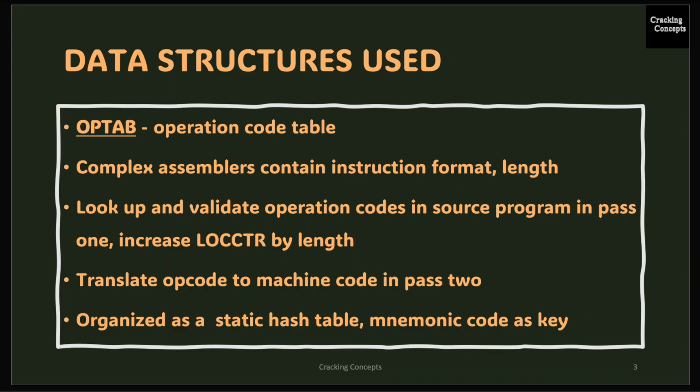The first one is optab or operation code table. It is used to look up mnemonic operation codes and translate them into their machine language equivalent. More complex assemblers contain information about instruction format and length. They look up and validate operation codes in the source program in pass 1. It also increases the location counter by length. They translate opcode to machine code including the format in pass 2.